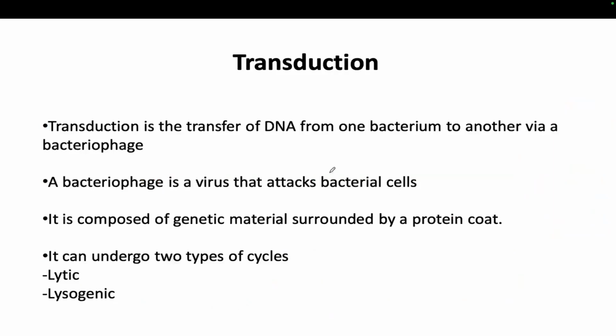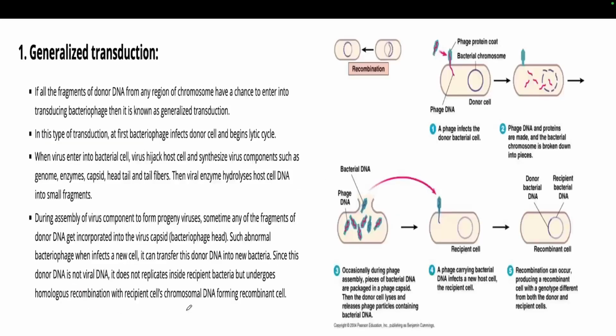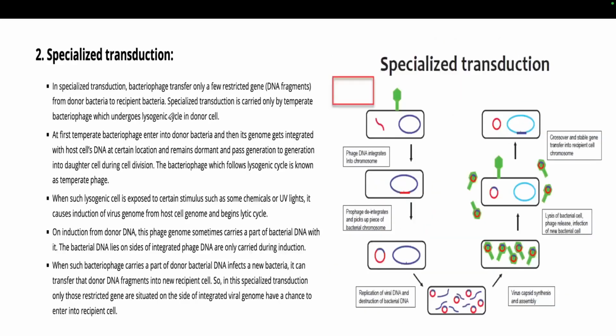So in the case of transduction, it is the transfer of DNA from one bacterium to another via a bacteriophage. A bacteriophage is a virus that can attack the bacterial cell, and after that the bacteria can undergo two types of cycles. One is the lytic cycle, another one is the lysogenic cycle, okay. And transduction is of two types: one is generalized transduction and another one is specialized transduction.